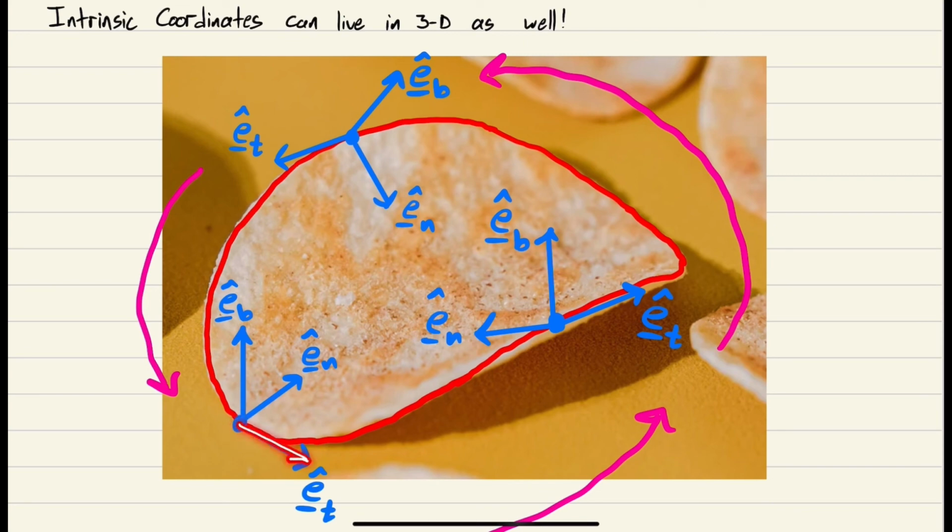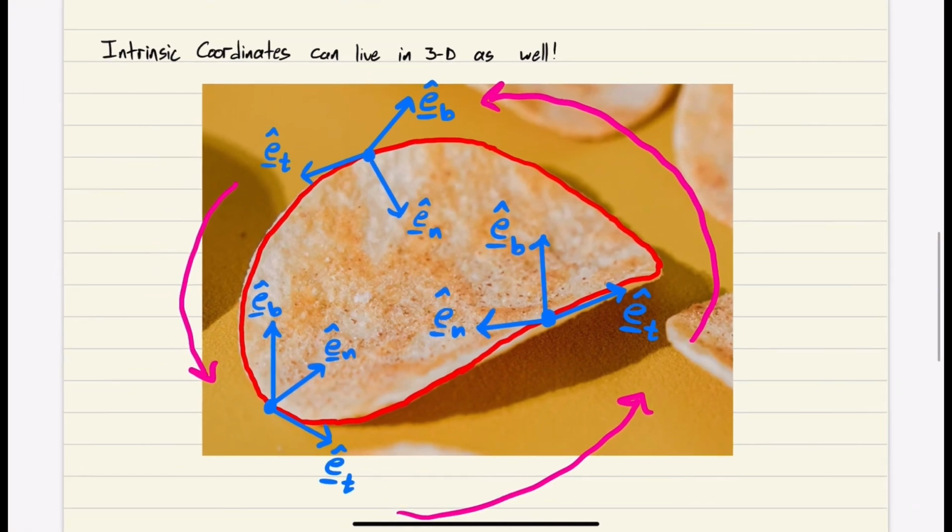Your velocity is pointing in this direction, parallel to E sub t. The chip is curving like this, chip is curving like that, and E sub n is normal to the trajectory and pointing towards the center of curvature. And then finally, E sub t crossed with E sub n is E sub b. Okay, and then the third one, there you go. You can think about that one on your own.